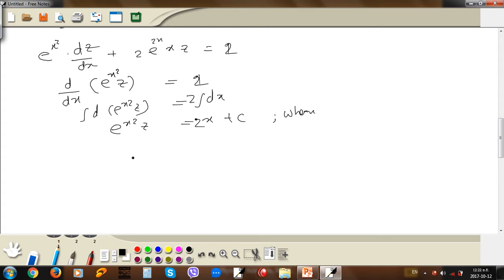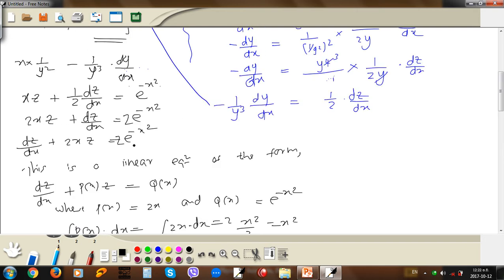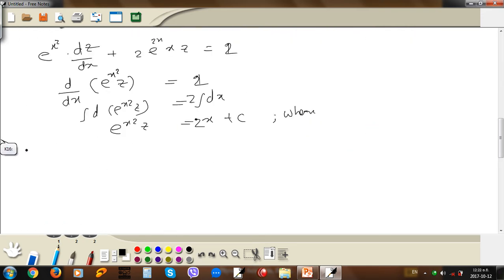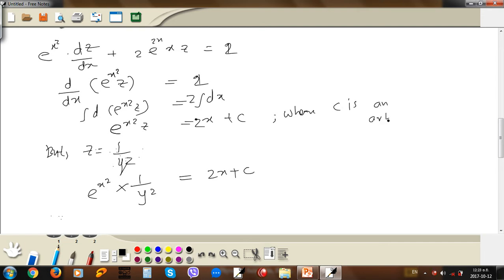Now, we took z equals 1 over y squared. So then we can substitute: e to the power x squared times z, where z equals 1 over y squared, equals 2x plus c, where c is an arbitrary constant. We have to write this.